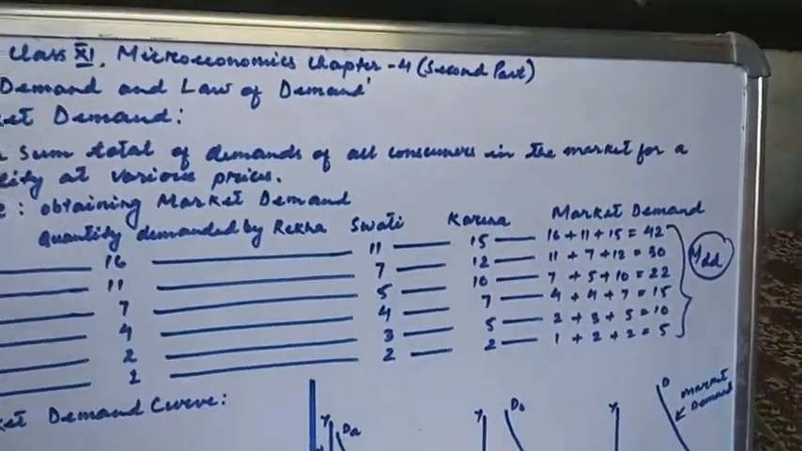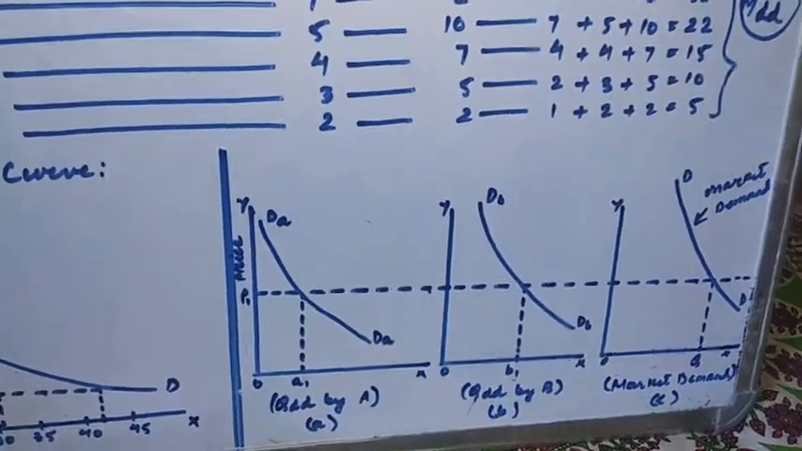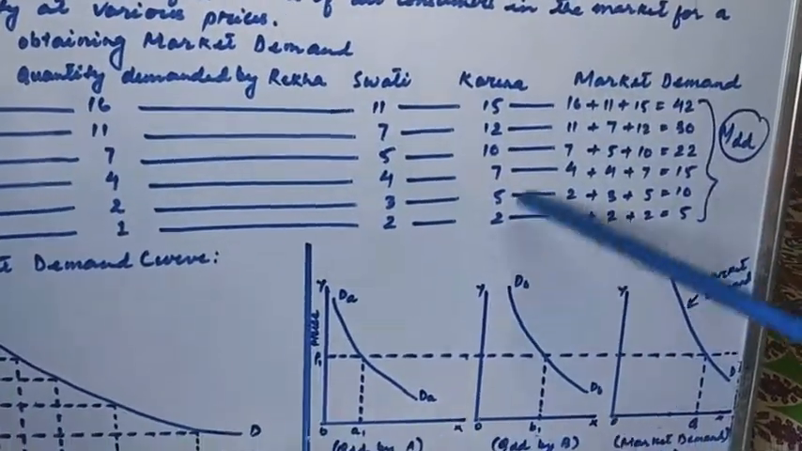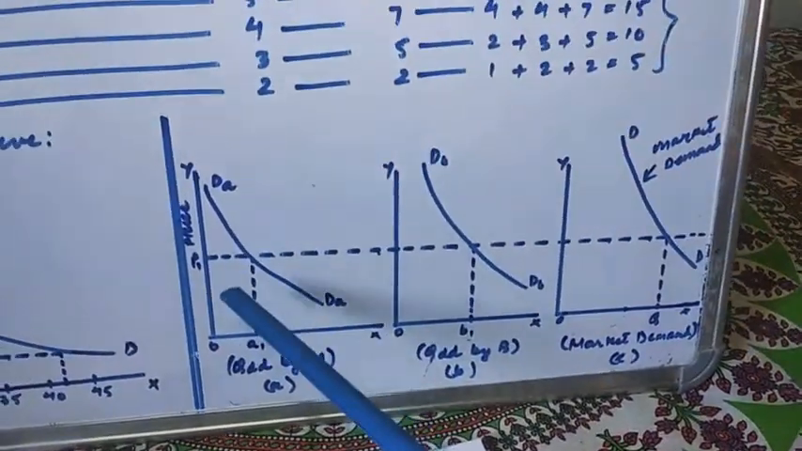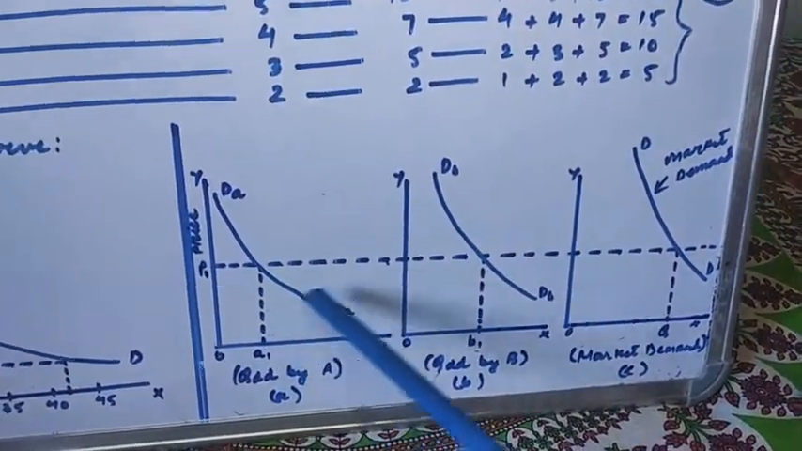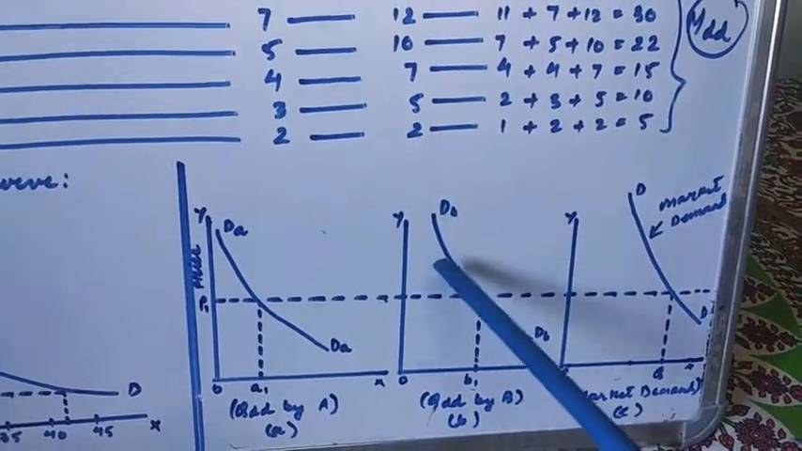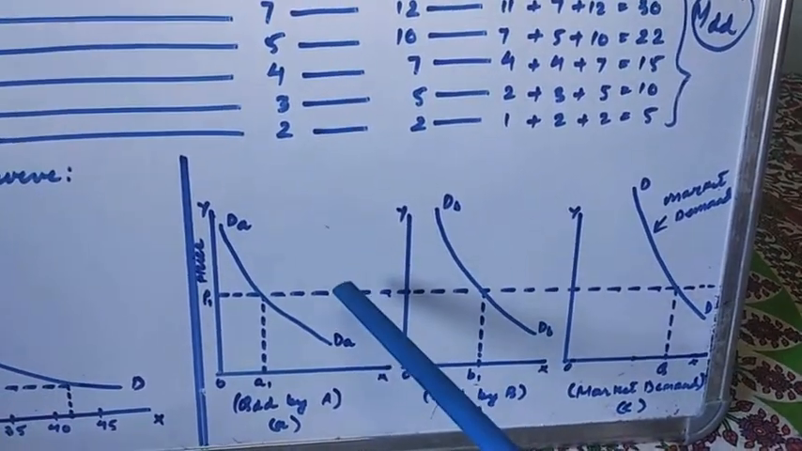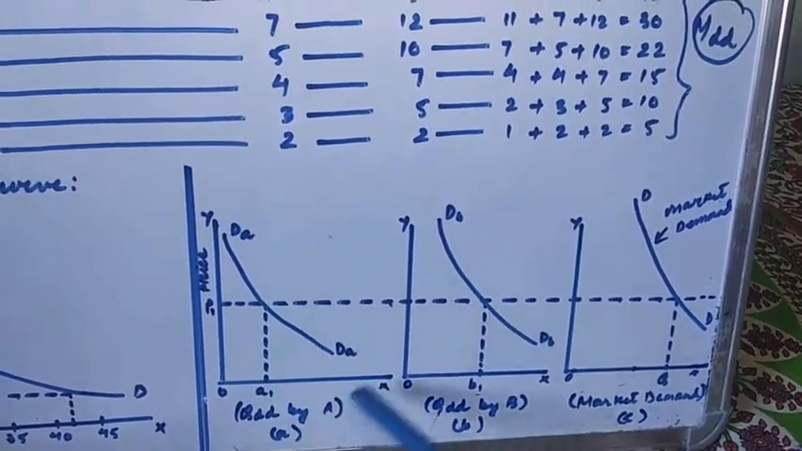So how this summation of market demand is done is shown in this figure. Figure 6 in your book. This is how we derive, or how we are summing up, the market demand with the help of consumers' demand.